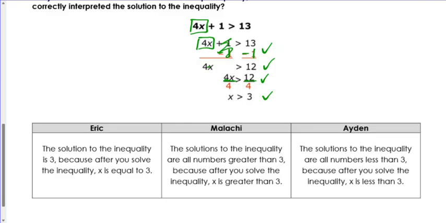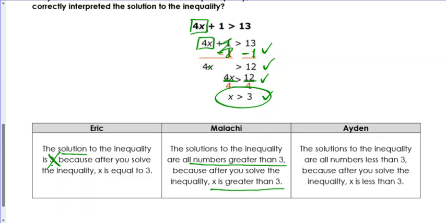And the way I read it should give you a hint as to who's correct. Eric is saying that the solution to the inequality is just 3. That's not true. This is saying that x is bigger than 3. Actually, 3 is not even a solution, never mind the only solution. Malachi said the solutions to the inequality are all the numbers greater than 3, because after you solve the inequality, x is greater than 3. That's exactly how we read that. X is greater than 3. It looks like Malachi's right.